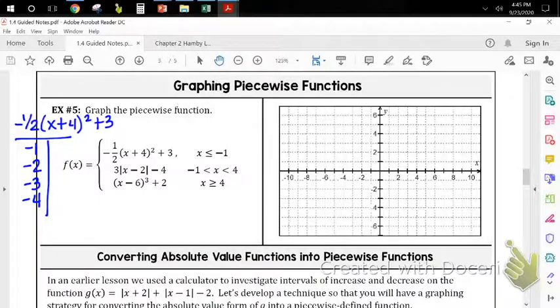Then I'm going to go to my table and look at it. And so I can see that when x is negative 1, it says it's negative 1.5. And negative 2 is 1. And negative 3 is 2.5. And negative 4 is 3.